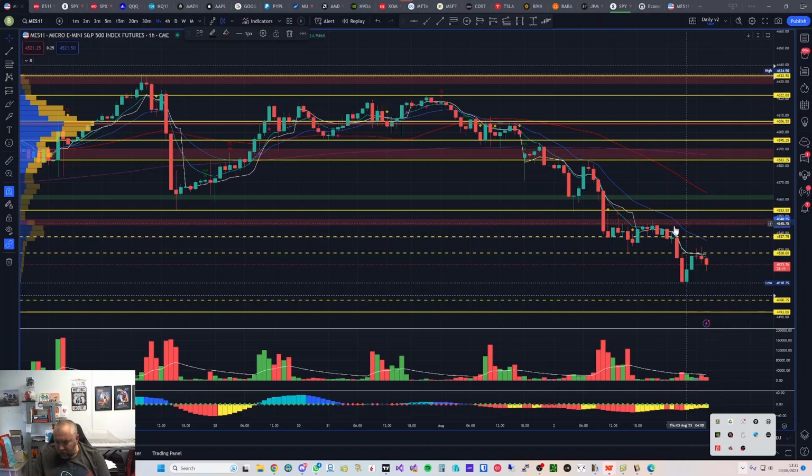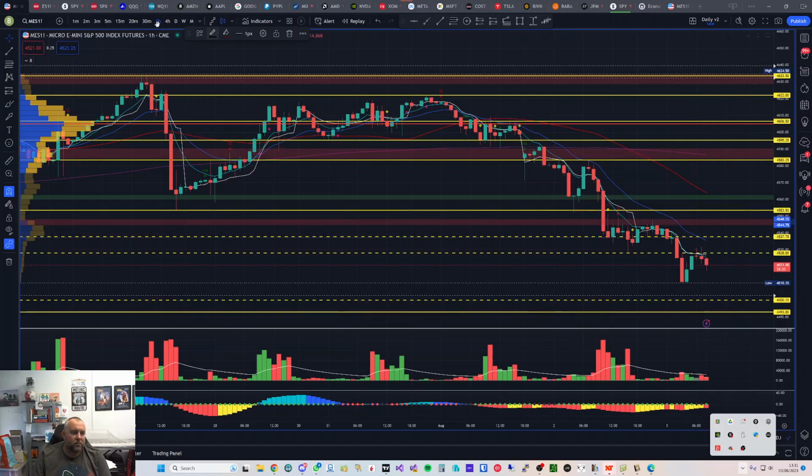So the rejection area up here would be 4545, basically the area we were watching yesterday. And that's it really. If we see weakness, 4493, 4500 as a potential bounce, and if we see strength, then a rejection up here at 4540, 4550 area.